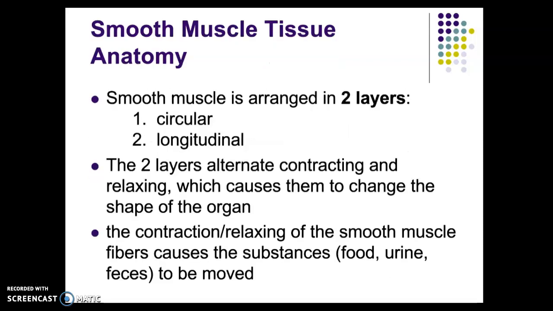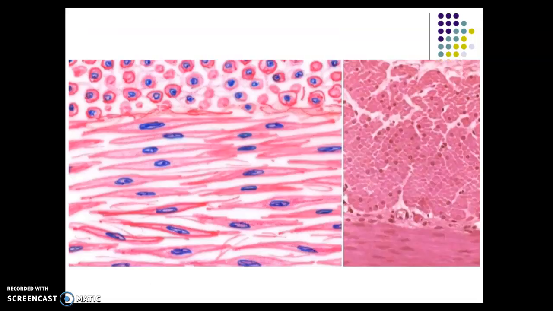They also have a specific arrangement, okay? They come in 2 layers in most places. Actually, in one place in the body, they're in 3 layers, okay? And they have an inner circular layer and an outer longitudinal layer. And we'll look at this in class, the arrangement of it. But those 2 layers alternate in their contraction and relaxation, and that's what causes peristalsis.